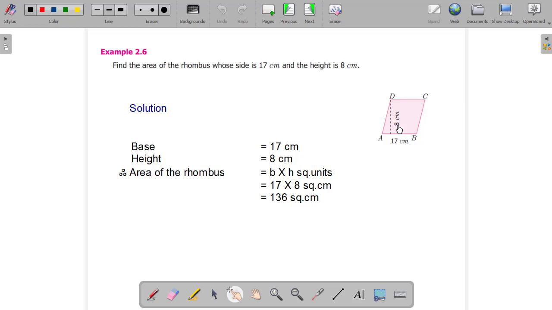So now we are having base and height. So we can easily use the B into H formula. So base is 17 centimeter, height is 8 centimeter. Therefore area of the rhombus is equal to B into H square units, that is equal to 17 into 8 square unit. If we multiply, we will get 136 square centimeter. Isn't it right?